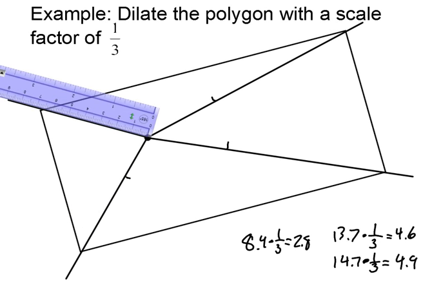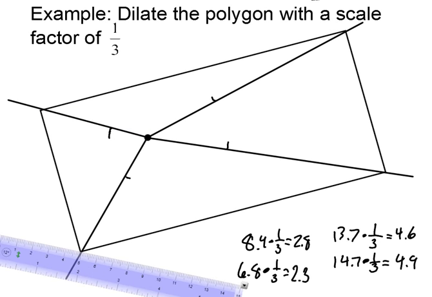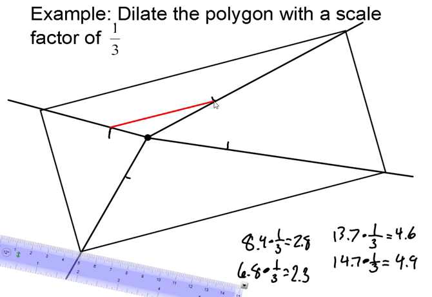And my last measurement has me at about 6. I'm going to go with 6.8. 6.8 times 1/3 is approximately 2.3. So 2.3 would be right about here. Now all I have to do is connect those 4 spots, and I should get a good looking smaller rectangle.